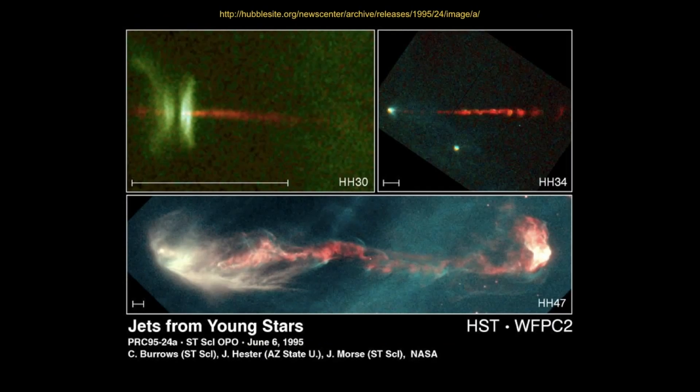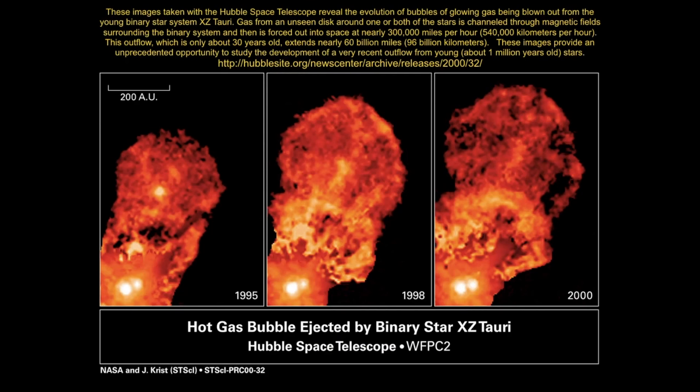In fact, Herbig-Haro 47, taken by Burrows, Hester and Morse in this image that was released then, they went back and looked at it years later and found that significant fractions of these jets had moved in such a way that it's easily measured by revisiting with the Hubble Space Telescope.